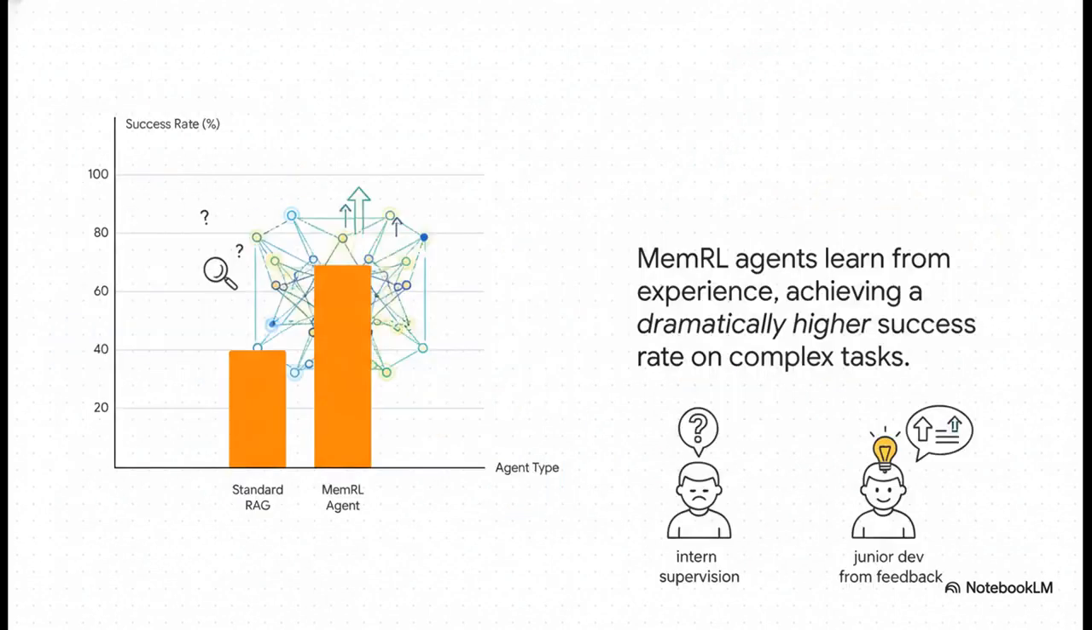And this chart just makes it painfully obvious. Your standard RAG agent succeeds about 40% of the time. Not bad, but the MemRL agent, because it's actively learning from every success and failure, pushes that success rate over 62%. It's literally the difference between a new intern who just asks a lot of questions and a junior engineer who learns from their pull request comments and actually gets better over time.